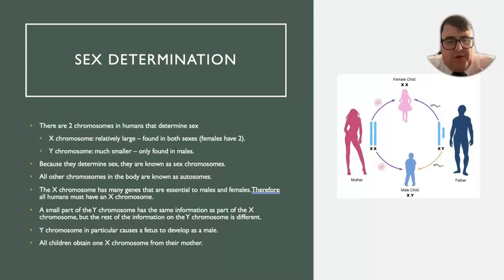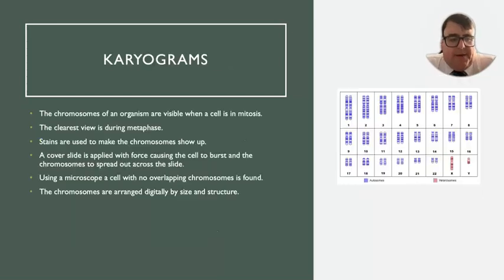This is great, we've learned a lot about chromosomes today, but then if we're looking at how we look at these, that's a karyogram. So this is a karyogram of human chromosomes. Here we are able to see all of the chromosomes in an organism during mitosis. The clearest stage that we can actually see all the chromosomes is during metaphase. And we use different stains to make those chromosomes show up.